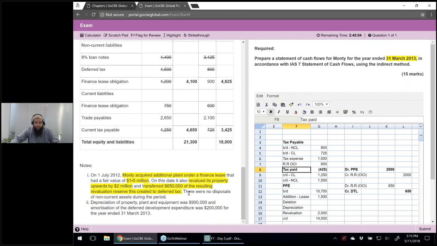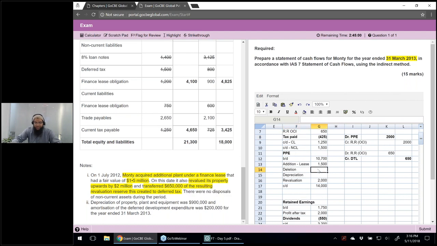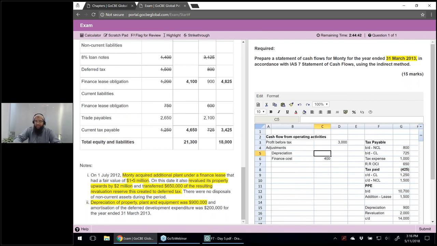The question says that there were no disposals of non-current assets during the period. So there is no deletion, zero, or we can also empty the line. The question further says that the depreciation of the property, plant, equipment was $900,000. So depreciation is going to be 900 in the T account, as well as the depreciation value in the operating activities.